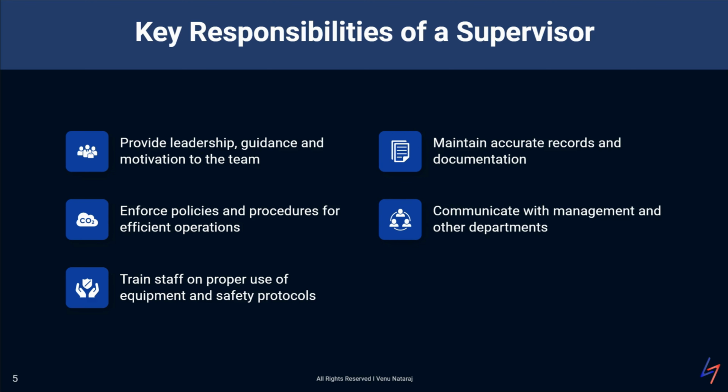Supervisors must effectively communicate with upper management and other departments to address safety concerns, share important information, and collaborate on safety initiatives. This open line of communication ensures that everyone is working together to maintain a safe and compliant workplace.